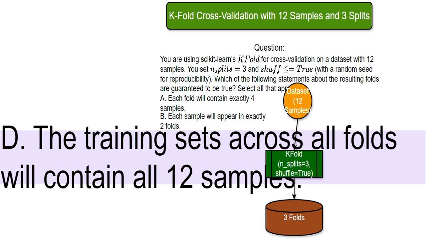This is also correct. Every sample is used for training in at least 2 folds because each sample is only held out in 1 fold for testing. Therefore, across all folds, every sample appears in the training set. This is crucial for a thorough evaluation.